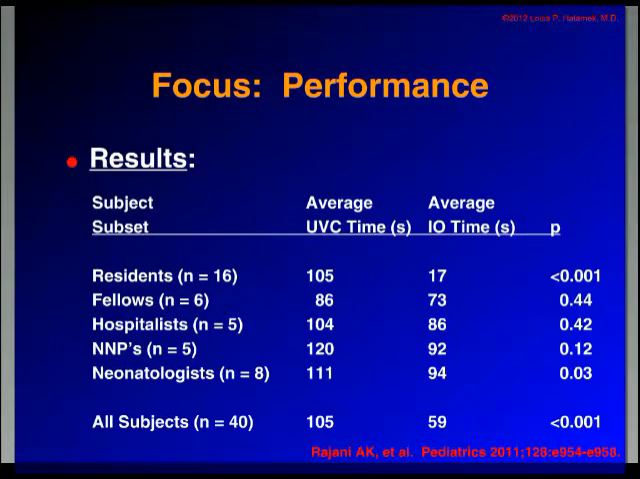What he saw in looking at this is that in general, the average IO time, although not statistically significant in each group, each subgroup, was less than the average UVC time. And overall, if we look at all subjects, there was a statistically significant difference. Average UVC time being about 105 seconds for the group of all 40 people. These are all healthcare professionals. And the average IO time being a little more than half of that at 59 seconds.